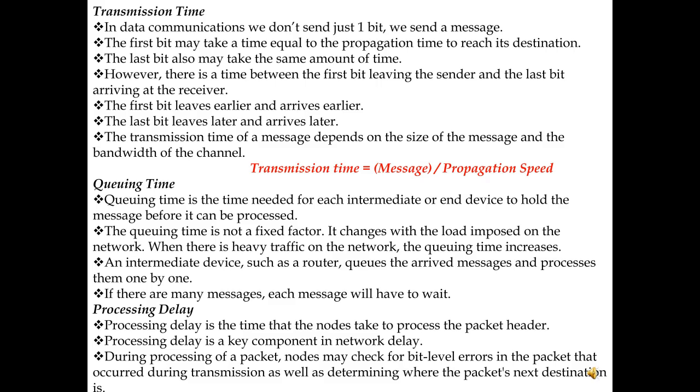Next we have queuing time. Queuing time is the time needed for each intermediate or end device to hold the message before it can be processed. The queuing time is not a fixed factor. It changes with the load imposed on the network. When there is heavy traffic on the network, the queuing time increases. An intermediate device, such as a router, queues the arrived messages and processes them one by one. If there are many messages, each message will have to wait.